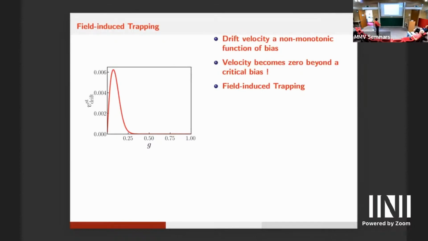But then what happens is that the velocity, first of all, is a non-monotonic function of the bias. It starts to increase, but then at some point it starts to decrease. And then there is a critical point above which the velocity becomes just 0. Although the field keeps on increasing, the velocity remains zero.